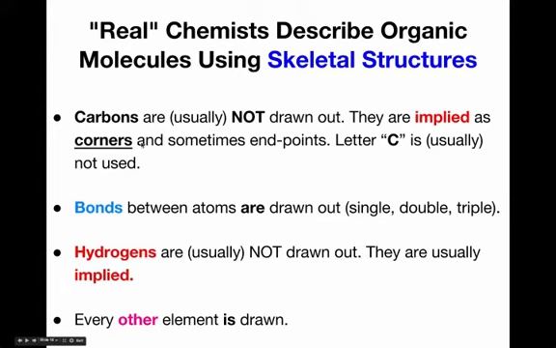And then the idea is that you're not usually drawing the letter C, you're not usually drawing the letter H. If your organic molecule has other types of atoms in it, if it has oxygen, nitrogen, whatever, you actually do draw those elements out. So every other type of element is drawn out.